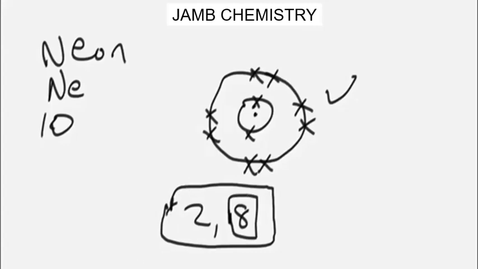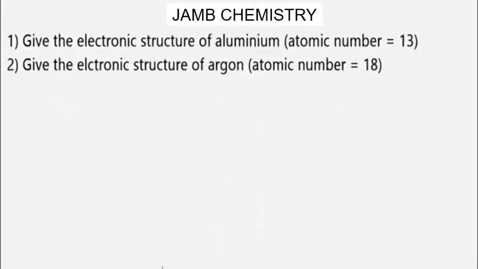This is very interesting. Let's wipe this. Okay guys, so look at this chemistry practice question. It says give the electronic structure of aluminium. Alright, we are given the atomic number to be 13. The second question is to give the electronic structure of argon, the atomic number being 18. Feel free to pause this video and see if you can figure this out. Okay, so let's do it together.